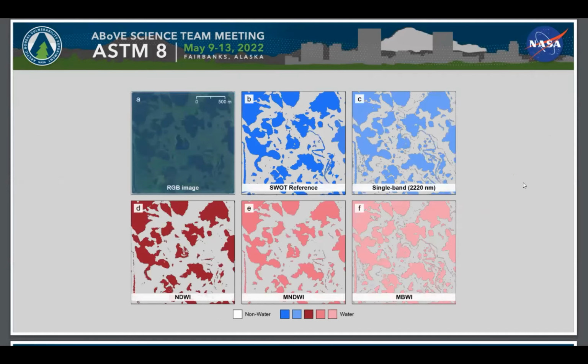So let's look into detail. We have an RGB image in the upper left corner, the reference image, the single band, the NDWI, the modified NDWI, and the multi-band water index here. What you can see, if you go one further, is that both the single band and the multi-band water index reproduce very well, even better actually than the reference, as you can see in these finer channels, which are not really given in the MNDWI.